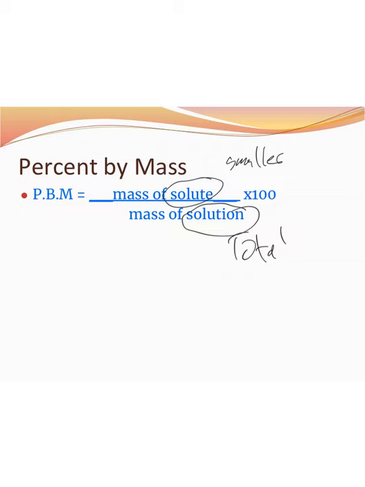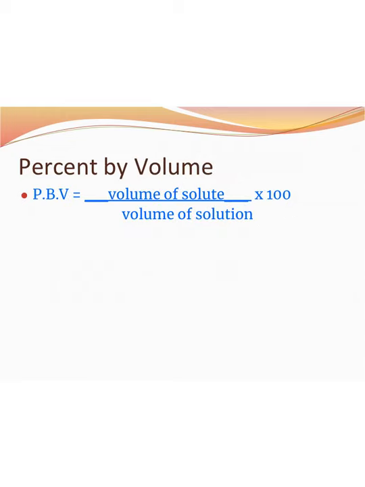So percent by mass is mass of the part divided by mass of the whole times 100. Percent by volume is basically the same thing: the volume of the small part divided by the volume of the total mixture, aka the solution, times 100, because it's percent.